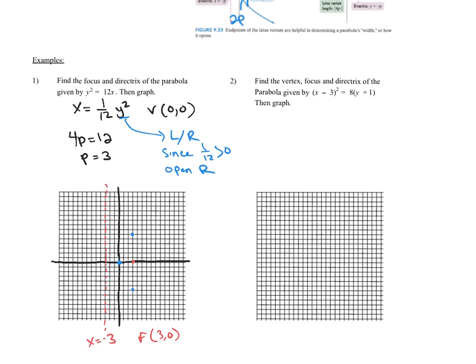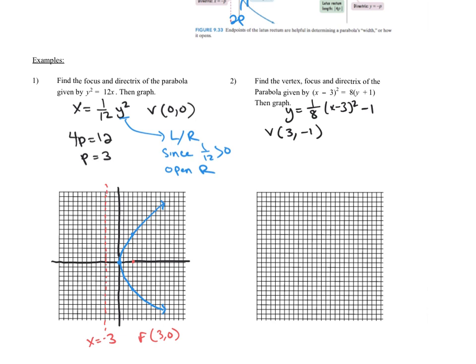And then that gives us 3 points to be able to graph our parabola and have it open to the right. Okay, for the second example, we're given the quantity x minus 3 squared equals 8 times the quantity y plus 1. If we put that in vertex form, then we would have y equals 1/8 times the quantity x minus 3 squared minus 1.